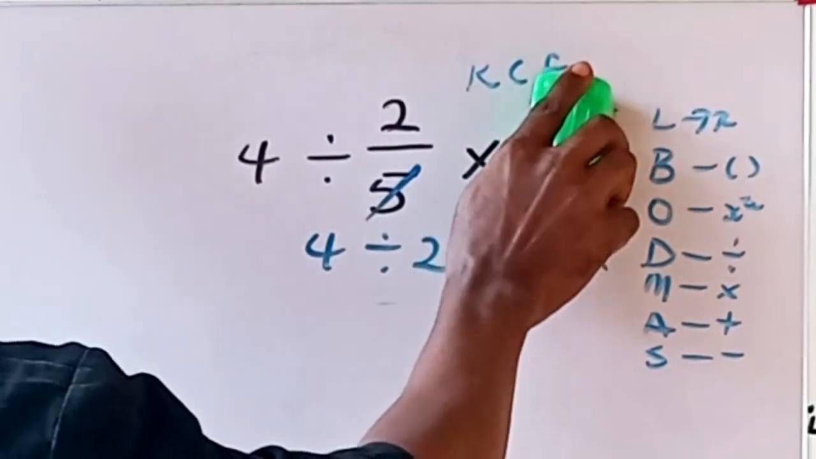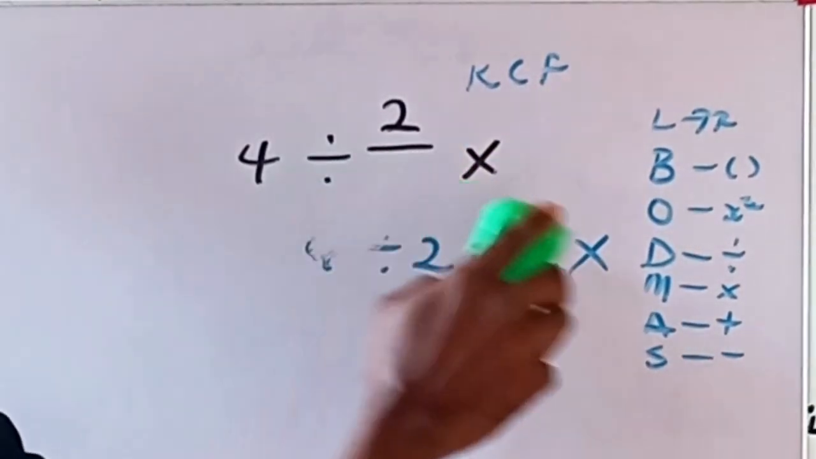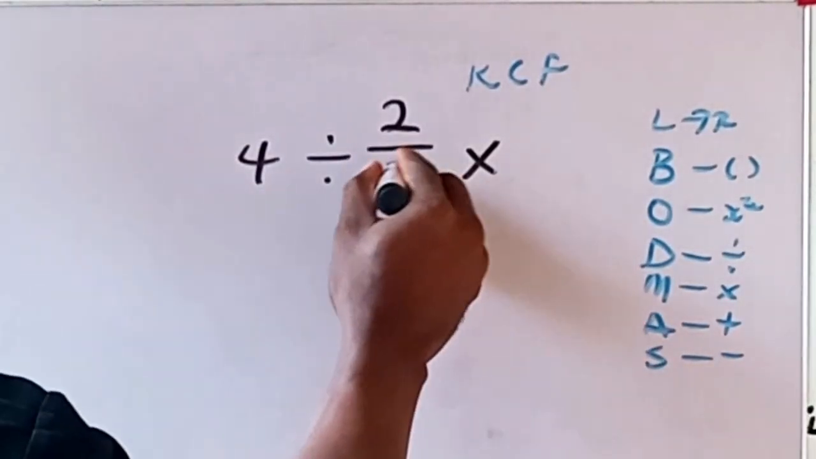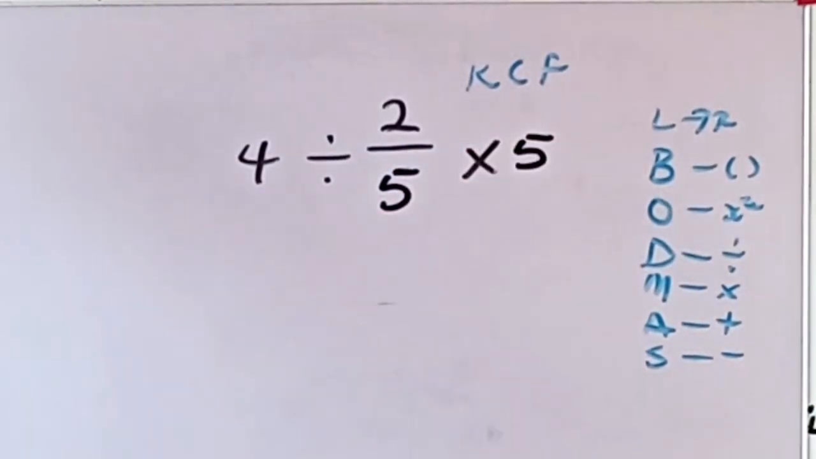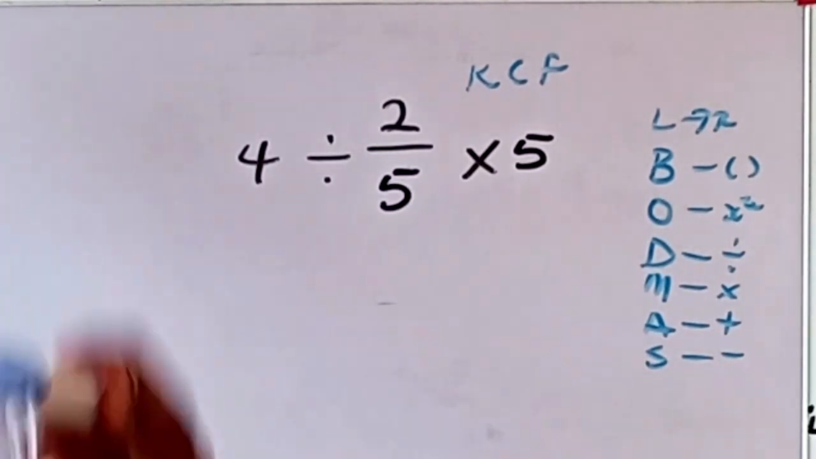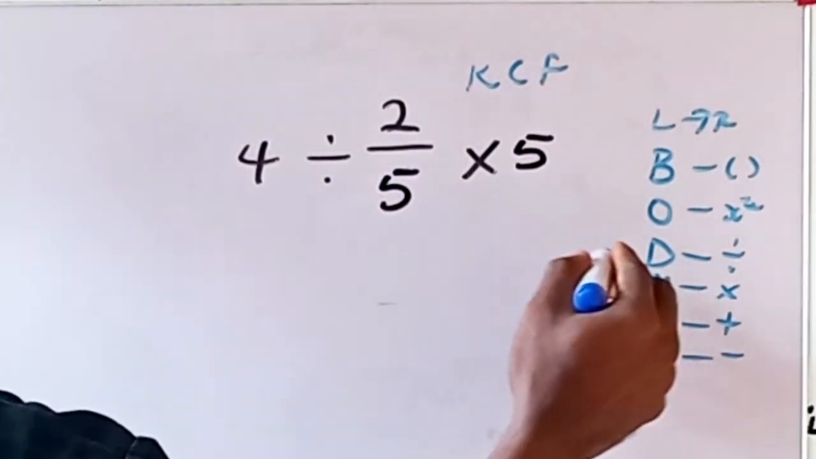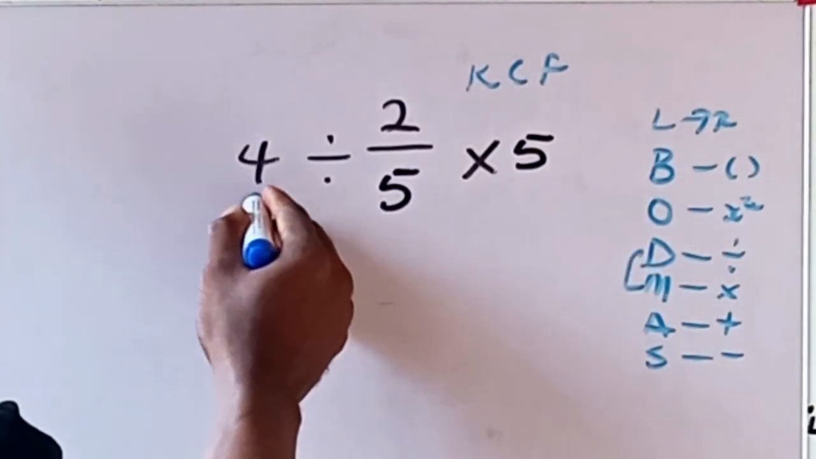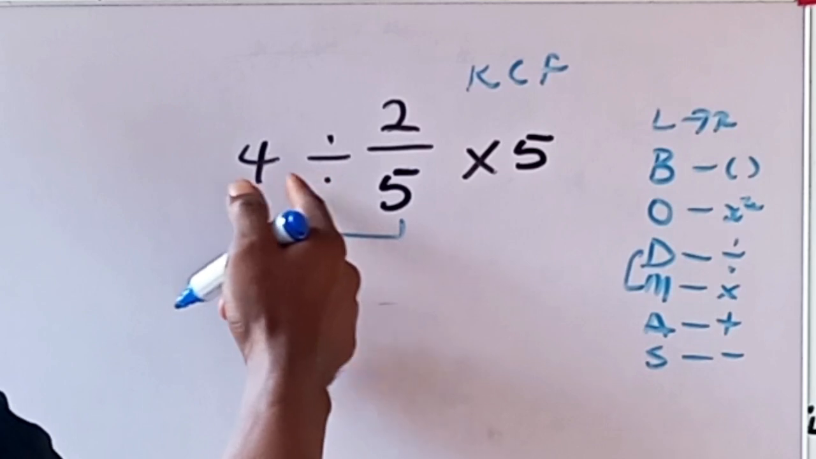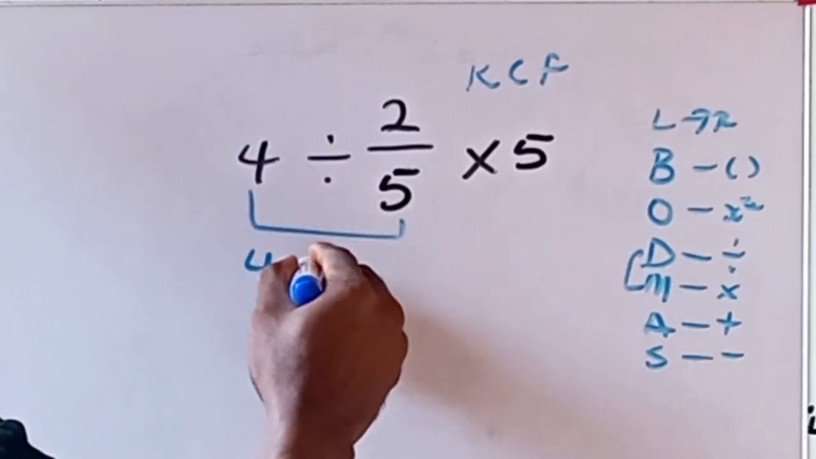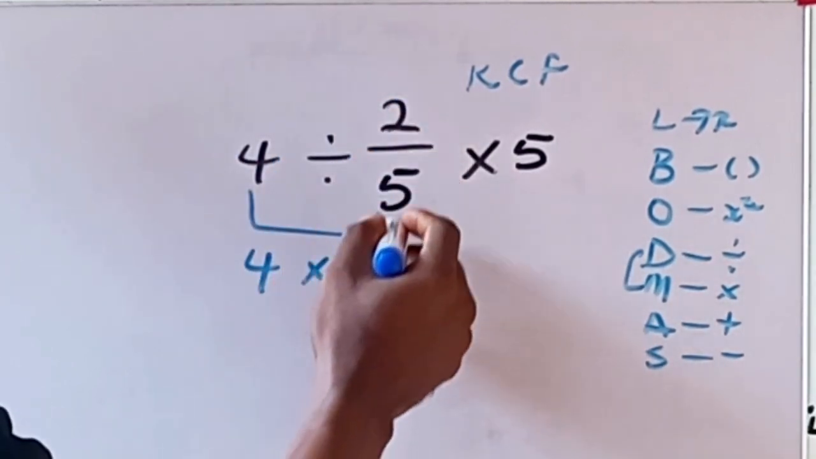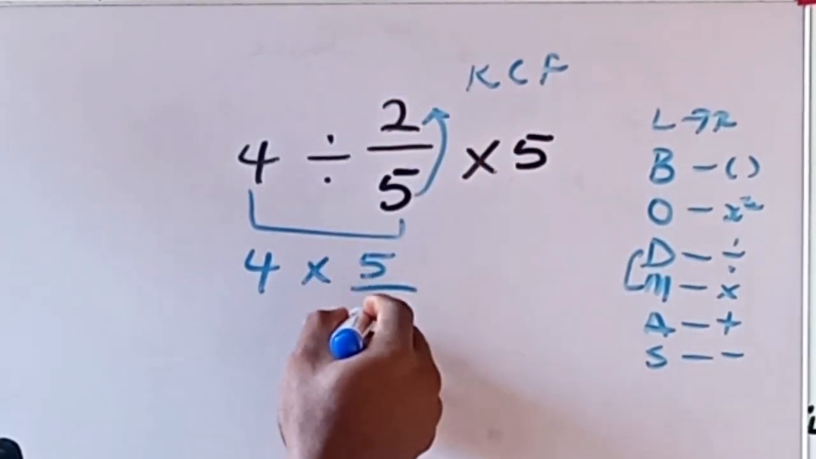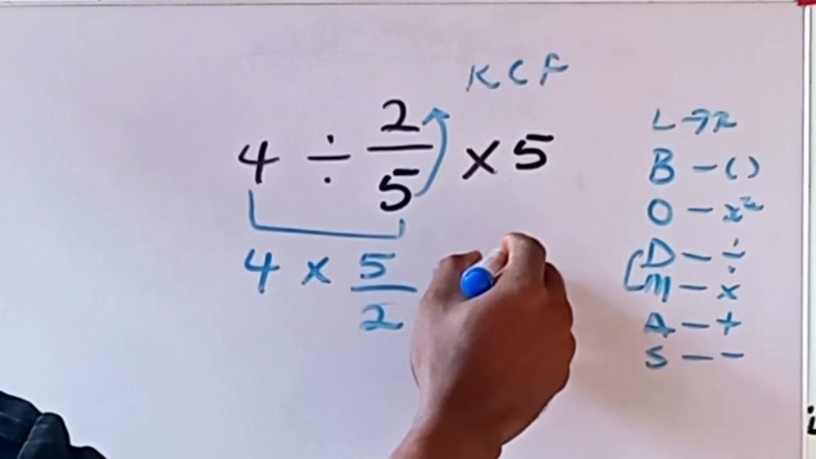So, if we want to solve this question, our answer will not be 2. So, let me show you how to do it. First of all, we have to do this division. Don't forget that division and multiplication have the same priority, so we are solving from left to right. So, we do this first. We keep this 4, change our division to multiplication, and flip this. So, here will be 5 over 2 times 5.